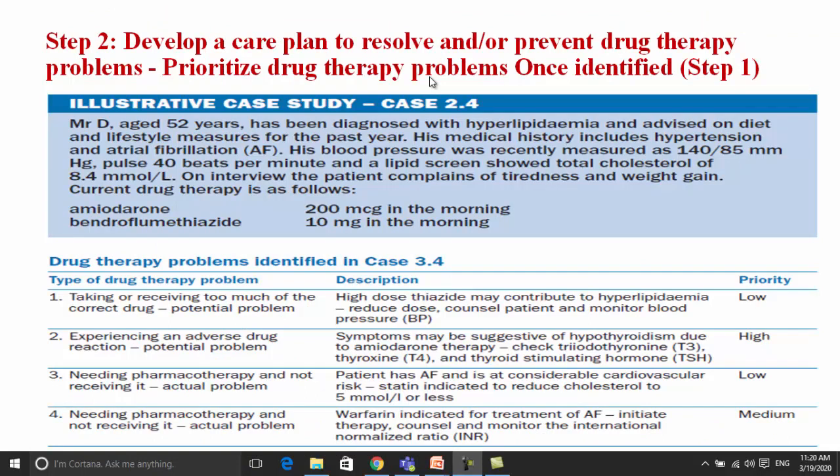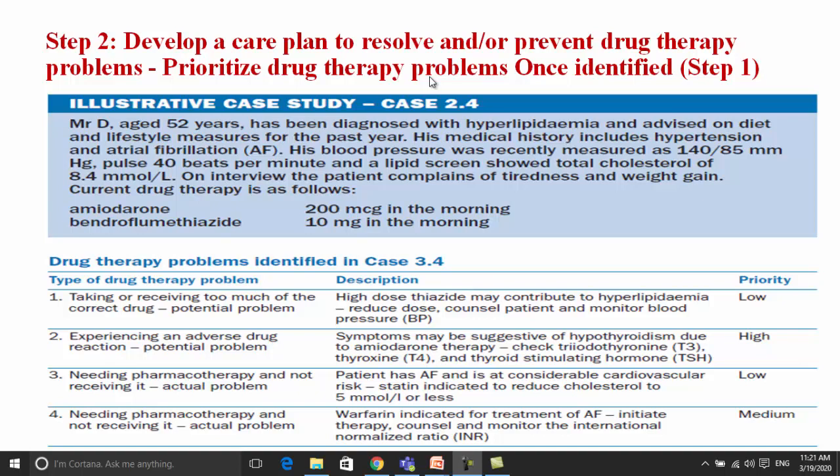So in step two, in this case, you have to apply the concept of step two to develop a care plan to resolve and or prevent drug therapy problems. You have to prioritize the drug therapy problems once identified in step one. So let's take this example, which is case 2.4.